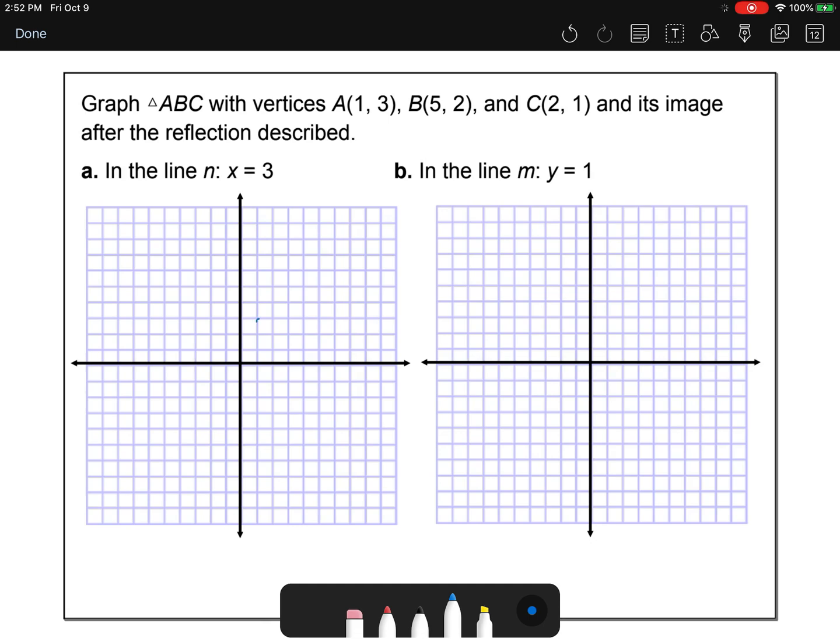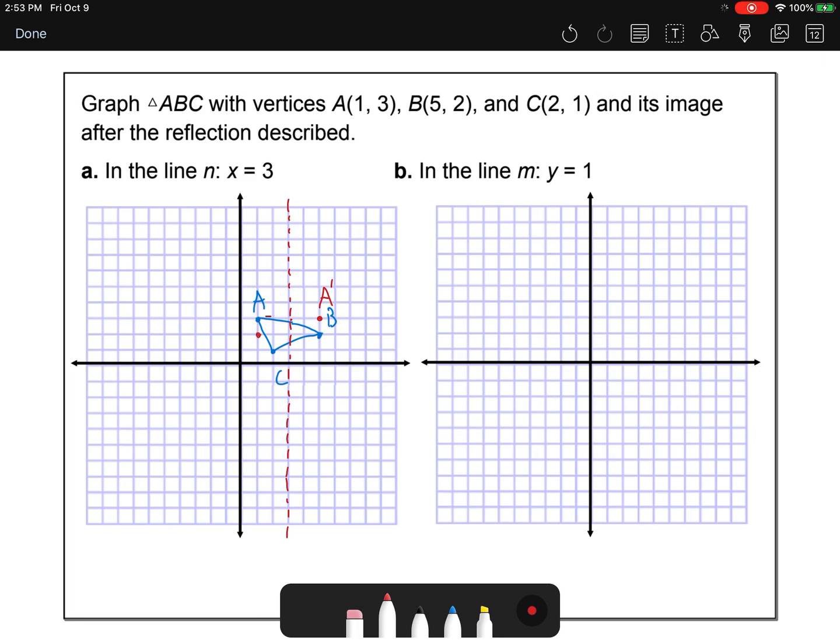So if we graph triangle ABC with vertices 1, 3, 5, 2, 1, 2, 3, 4, 5, up 2, there's B, and C, 2, 1, and here's our triangle, and we reflect it in the line x equal 3. Well, x equal 3 means we have a vertical line at x equal 3. So we are simply going to reflect it there. Well, how far is A away from this line? 2 units. So if we fold it on that line, there's A prime.